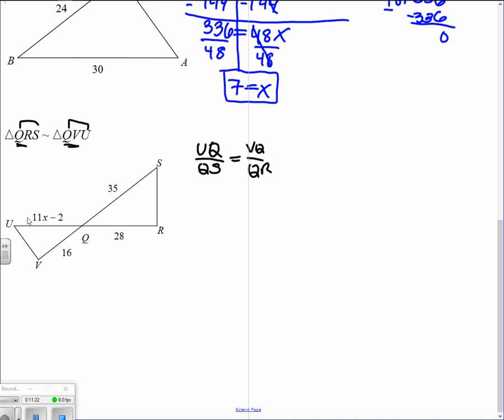Now plug in the values. UQ is 11x minus 2. Now QS is, I'm sorry, QS is 35. Now plug in the values of what is VQ. VQ is 16, and that is QR. QR is 28. Now cross multiply. You're gonna have 28 multiplied by 11x minus 2, and cross multiply this way. That'll be 35 multiplied by 16. Okay.